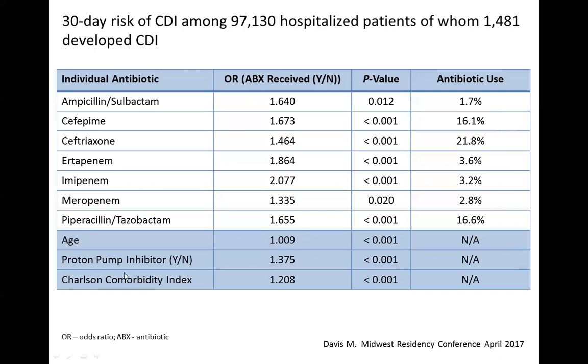Controlling for age, PPI use, and Charlson comorbidity index, which is just a measure of how underlying sick you are. Here's your laundry list: ampicillin, cefepime, ceftriaxone, ertapenem, imipenem, meropenem, and pip-tazo. And also look that there's really none that stands out as really the one. They're all just increasing risk. And then also pay attention, this is just a yes-no variable. It's did you get it or not?